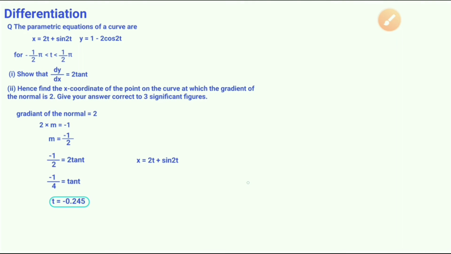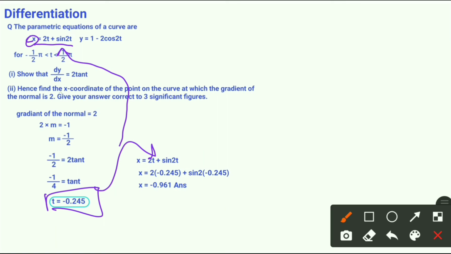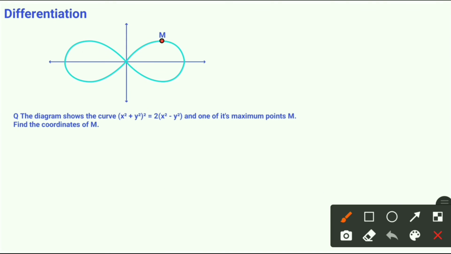Okay, then you put back into this equation, you find the value. After finding the value of t, you put back into the equation, this right here, to find the value of x, since it has asked us for the x coordinate of the point on the curve at which the gradient of the normal is 2. Okay, so this is the answer. Okay, so we have another question.